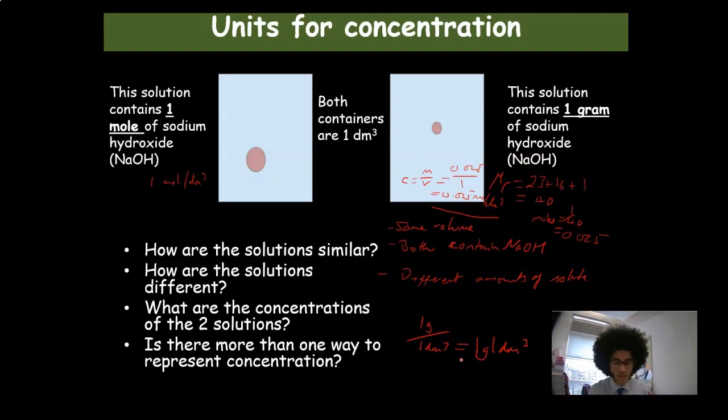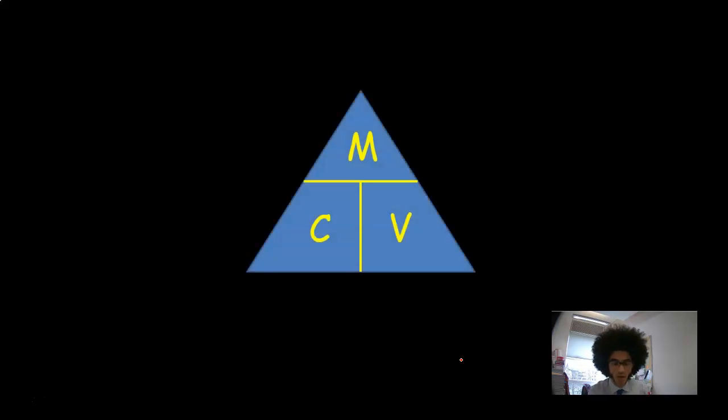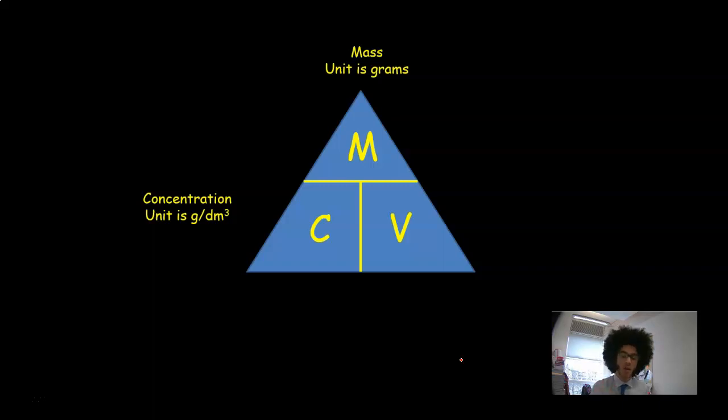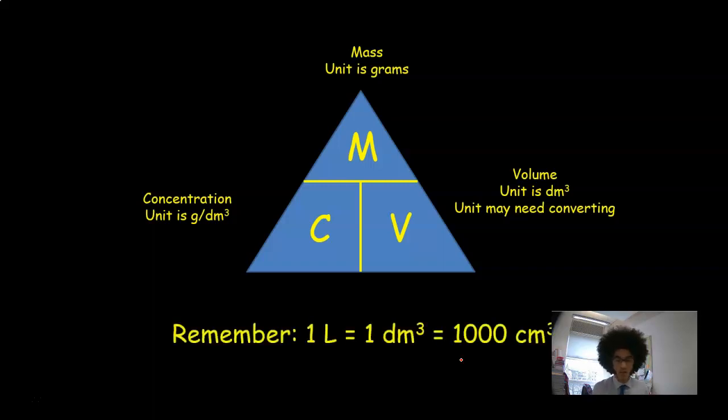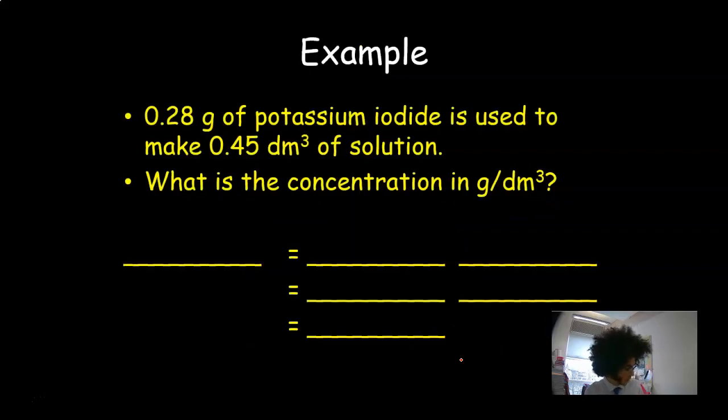So this takes us to our initial triangle, which I showed in my previous video, but now the top M has changed a bit because now it's just mass and the unit is obviously grams. Concentration remains as it is, but the unit is now grams per decimeter cubed, and my volume is the same, still in decimeter cubed, but you might need to convert between centimeter cubed and decimeter cubed by either multiplying or dividing by 1,000. So let's do some practice for the basic bit.